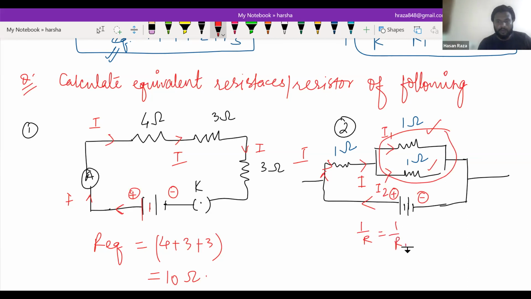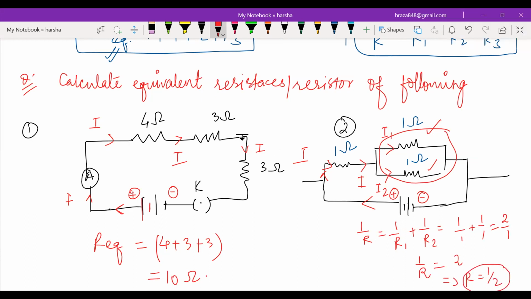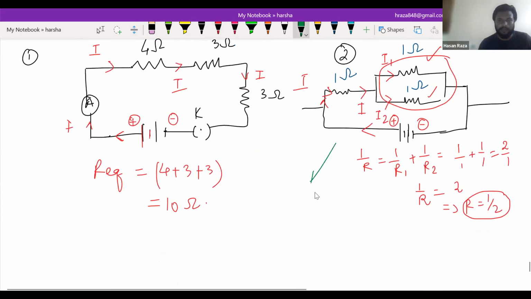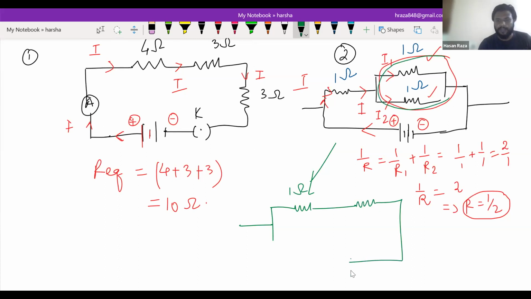1 upon R will be equal to 1 upon R1 plus 1 upon R2. So you are going to solve it: 1 upon 1 plus 1 upon 1 will be equal to 2 by 1, right? So 1 by R is equal to 2. So R is equal to 1 by 2, or not? Yes, sir. So it will be 1 by 2. Now see, this is converted into, very important, this is 1 ohm already. Now this combination is converted into half ohm.